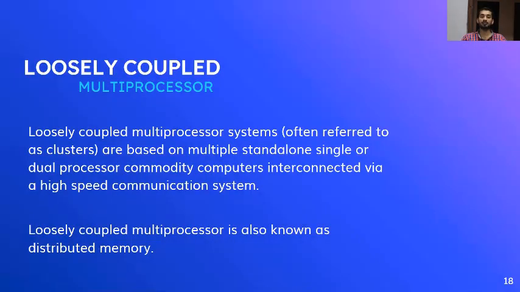Loosely coupled multiprocessor. A loosely coupled multiprocessor system often refers to clusters based on multiple standalone single or dual processor commodity computers interconnected via a high-speed communication system. Loosely coupled multiprocessors are also known as distributed memory. So loosely coupled multiprocessors do not share memory. Every CPU has its own main memory.